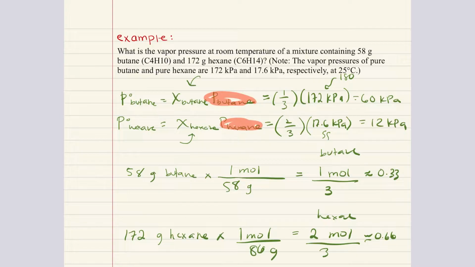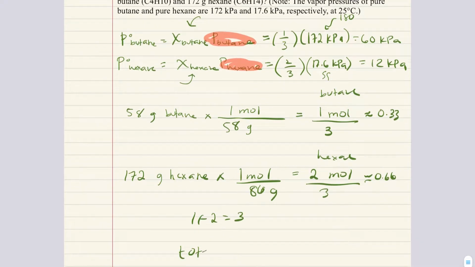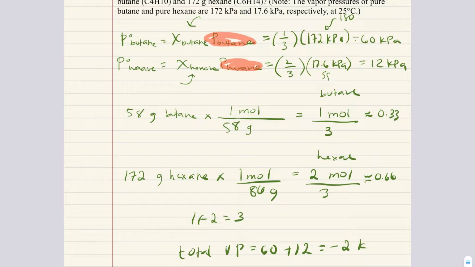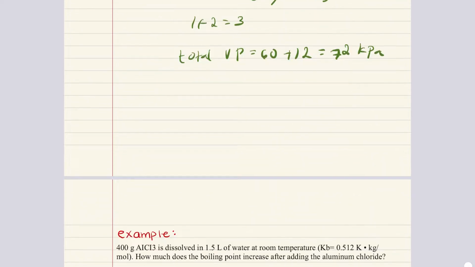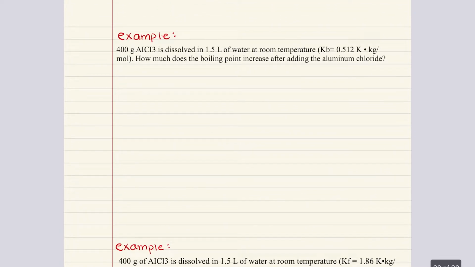All right, now the total vapor pressure is going to be the sum of the 2 vapor pressures here. So the total vapor pressure is going to be 60 plus 12, and that's equal to 72 kilopascals. And there we have it. We've solved this problem. Let's go ahead and jump into the next example problem.